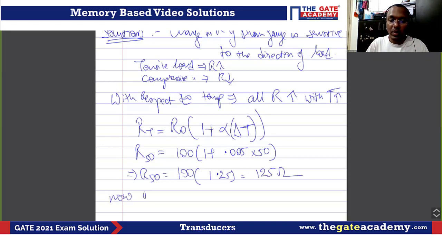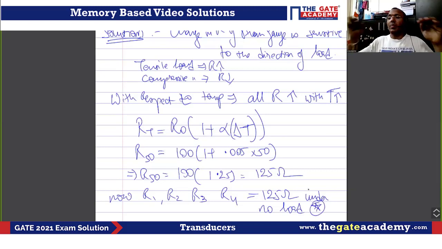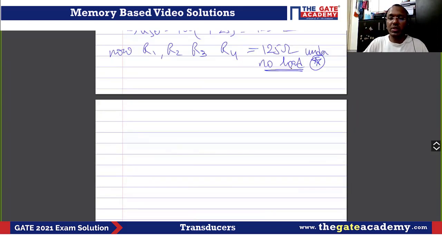Now R1, R2, R3, R4 equal to 125 ohms under no load. This is very, very important. So irrespective of the direction of the strain, the way the load is going to act, the resistance of all the strain gauges is going to increase. Now let's see what is going to happen here.